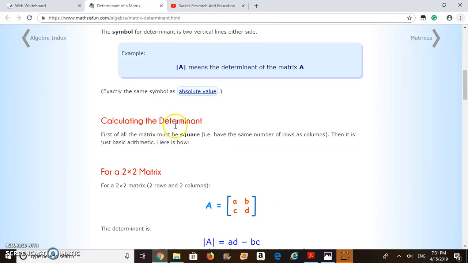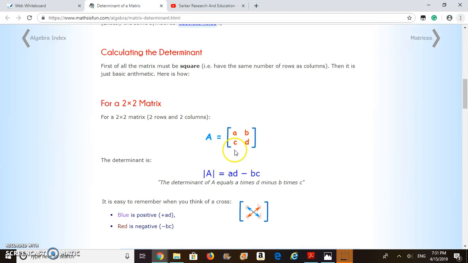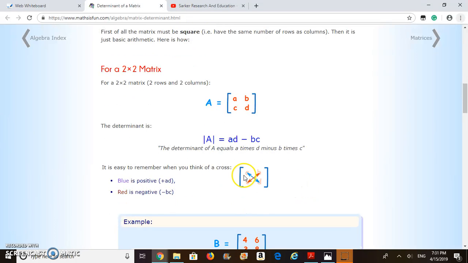How can we calculate the determinant? First of all, the matrix must be square. That means it should have the same number of rows as columns. So if it is a 2 by 2 matrix, with 2 rows and 2 columns, and this is A, then the determinant is, we put 2 vertical lines on either side of A, and that equals A times D minus B times C. It is easy to remember when you think of a cross. A times D, the blue one, is positive, and B times C, the red one, is negative. So it becomes AD minus BC.